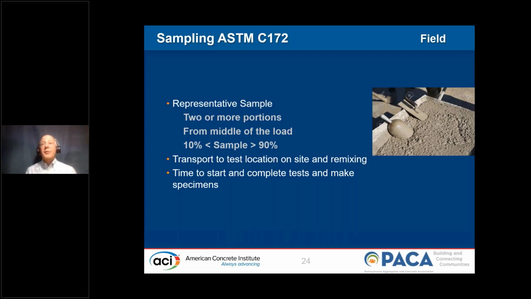ASTM standards say we have to sample at least 2 or more portions from the middle of the batch, after 10, but before 90% of it's out. We mix that up. That's our composite sample. We take it to where we're going to do the testing, and then we protect it from the elements while we do our test.